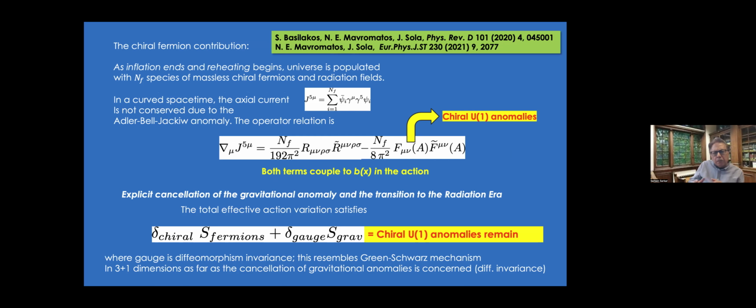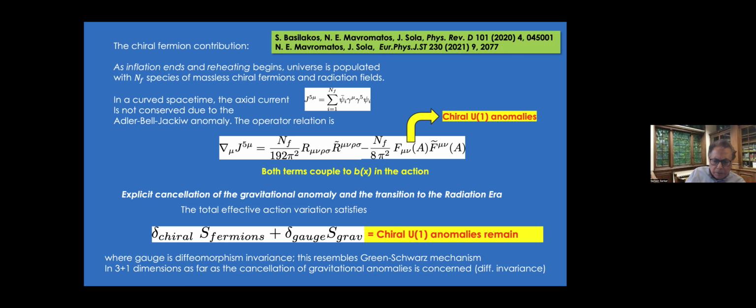So what we are saying is that once the inflation is over and reheating begins, the universe gets populated with chiral fermions. These chiral fermions produce an axial current, J phi mu, and if you work out the divergence of the axial current, you get anomaly terms. You get the R R tilde because gravitation is still there, and you get the F mu nu F tilde mu nu, which is that for the U1 gauge field. So these are the chiral U1 anomalies. The R R tilde stuff is going to be cancelled by means of the Green-Schwarz mechanism. And so essentially, we will be having diffeomorphism invariance, but we've still got the chiral U1 anomaly.